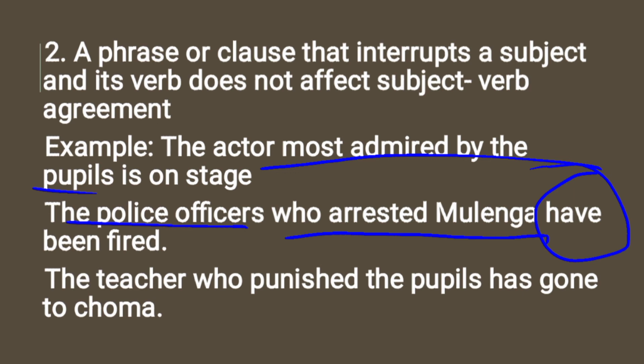The teacher who punished the pupils has gone to Choma. So we are not going to follow the pupils here. This statement is just interrupting. Our subject here is the teacher. Hence our verb will be has gone to Choma, not have gone to Choma, because our subject is the teacher. The teacher has gone to Choma. Now this one is just there to interrupt. Who punished the pupils? We are following the teacher and not the pupils.